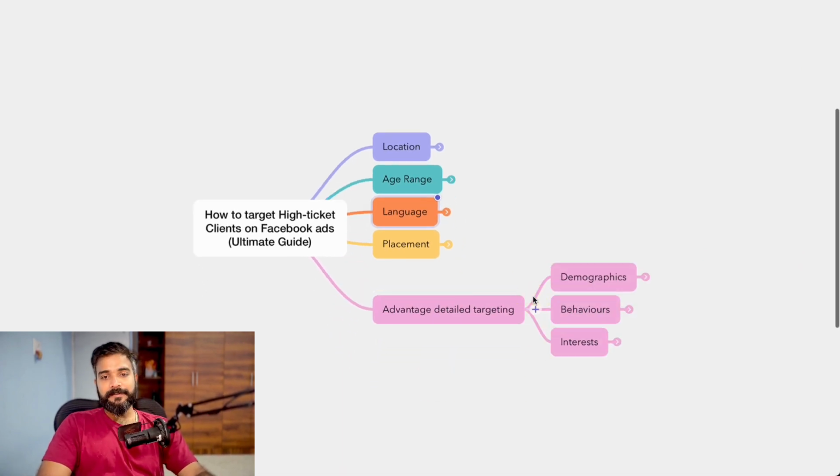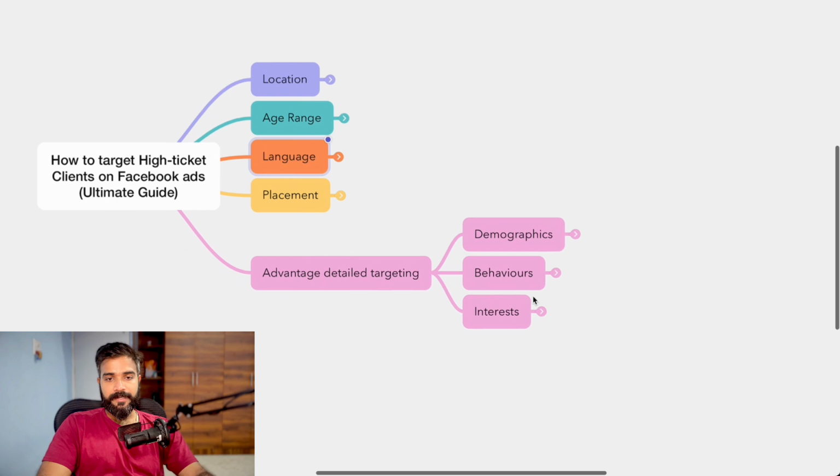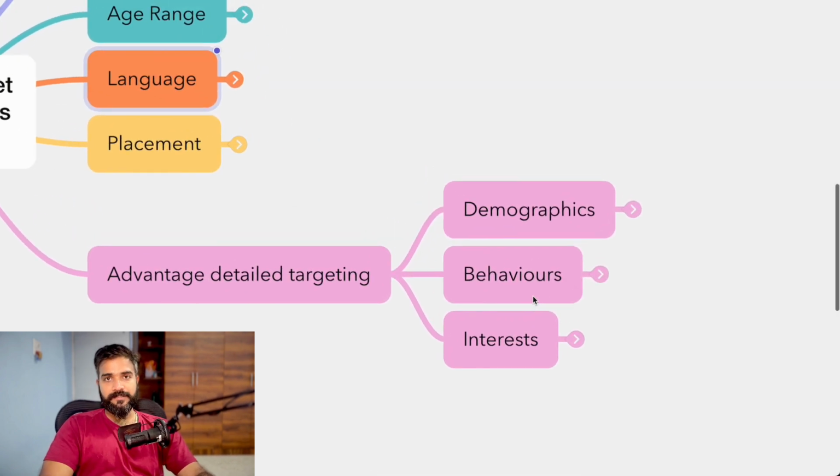Now, there are three segments to advantage detail targeting: demographics, behaviors, and interest. Now, what is demographic? Demographic is literally a ground reality of a person. It's the job that they do, it's the location they're in, it's the age, it's the gender, it's basically a true reality about them.